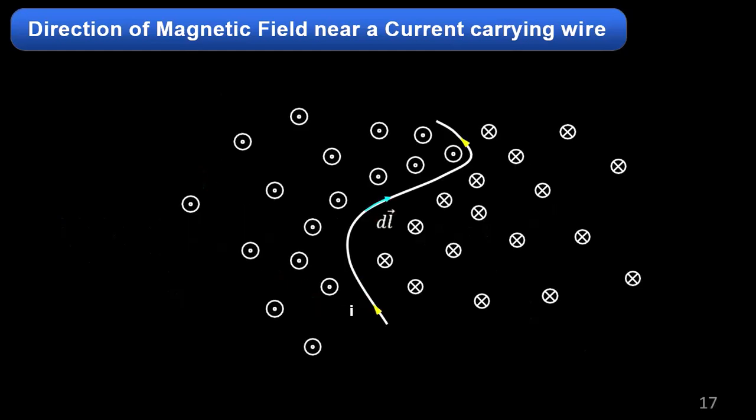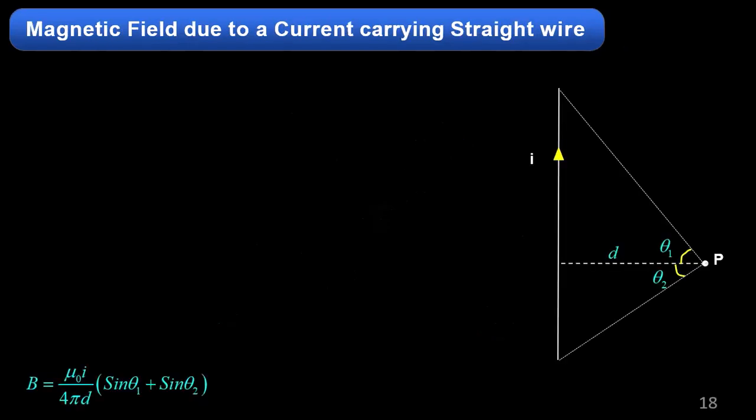So every time the current carrying wire is separating the magnetic field into two different regions. One is the cross region and another is the dot region. Depending on the location of the point, I can calculate the magnetic field intensity at that particular point. And by the right hand thumb rule or the cross dot rule, I can also know the direction. Now come to the calculation of the magnetic field due to a straight wire.